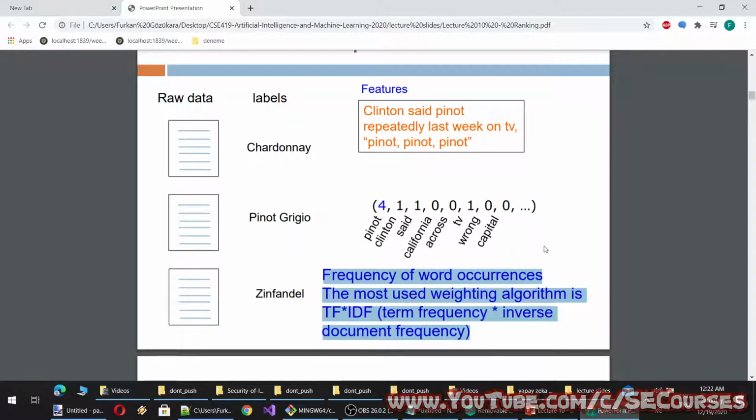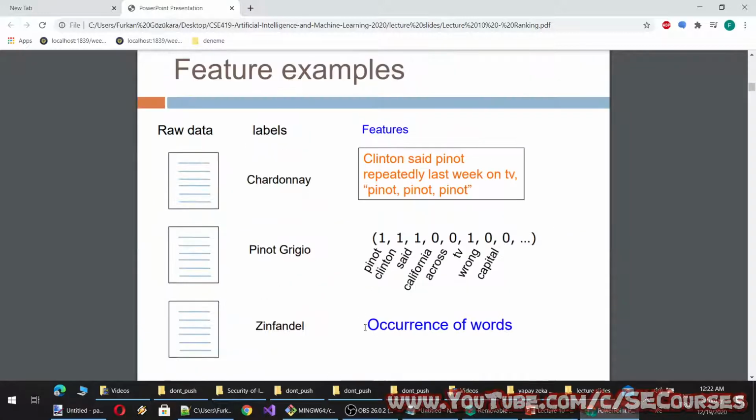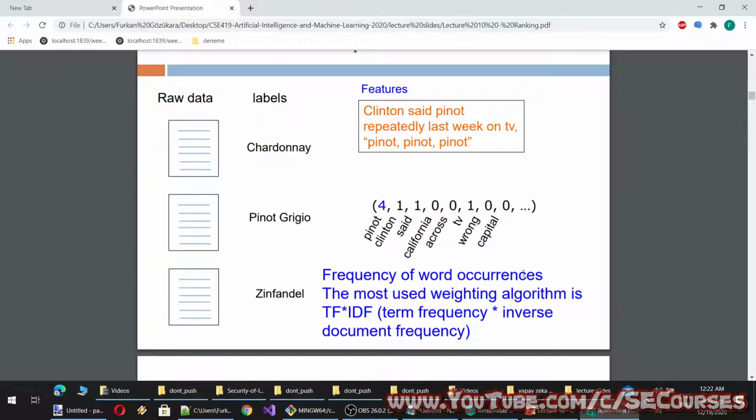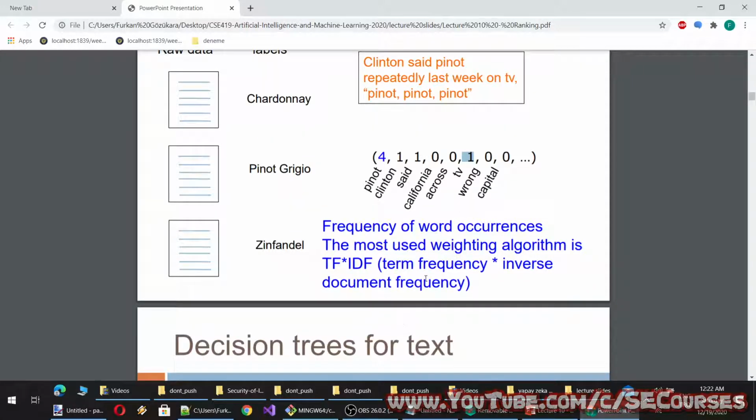Frequency of word occurrences. The most used weighting algorithm is Tf Idf, term frequency inverse document frequency. Okay, so you see you can use either occurrence of words as binary 1 or 0. You can use frequency of word occurrences such as 4, 1, 1, 0, 0, 1. Or you can use Tf Idf. We have already shown what Tf Idf is in the previous lectures.